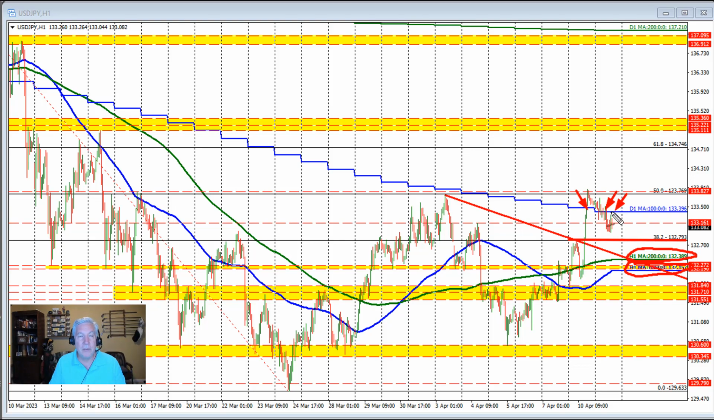So that's got to stay below the 100-day moving average. If we move above the 100-day moving average, all bets are off to the downside. We look toward the 50% retracement level, and if we get above that level this time and stay above that level, I think it would be more bullish for that currency pair.